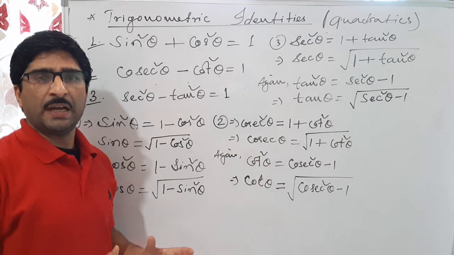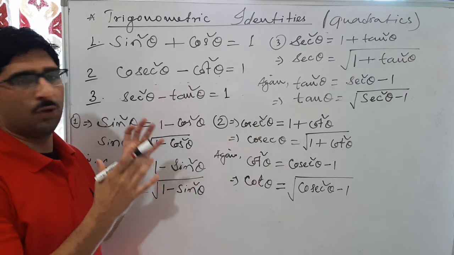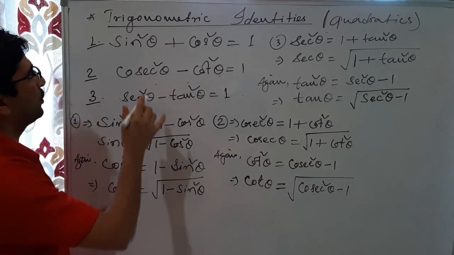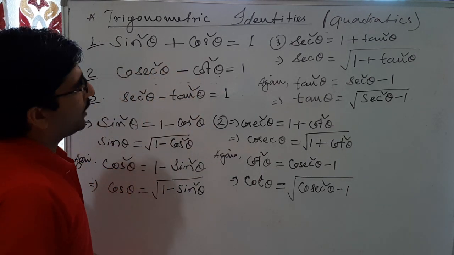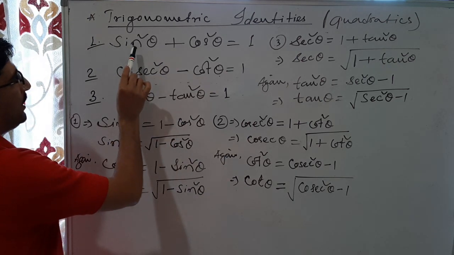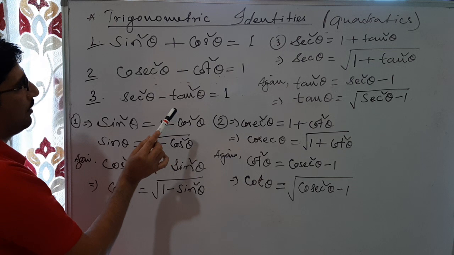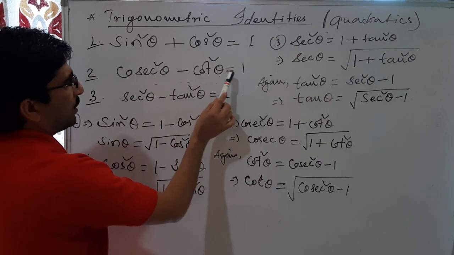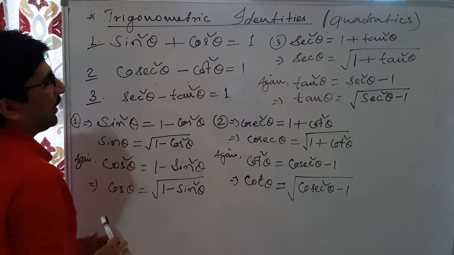So now we are in the main topic of this trigonometry. Why am I saying main? Because we are getting here the three universal relations. 1, 2, 3. Okay. The first relation is sin square theta plus cos square theta equal to 1. The second one is cosec square theta minus cot square theta equal to 1. Sec square theta minus tan square theta equal to 1.